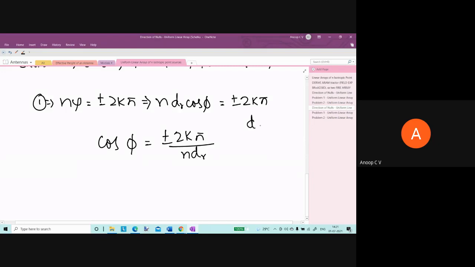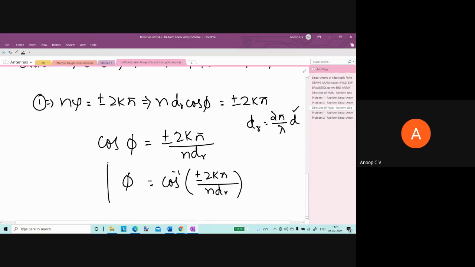Please remember what dr is. Dr is 2 pi by lambda times d. It depends upon the separation. Please remember that. Then phi is equal to cos inverse of plus or minus 2k pi divided by n dr. So this is the general condition. Hardly they used to ask this, but we have derived it and kept it.